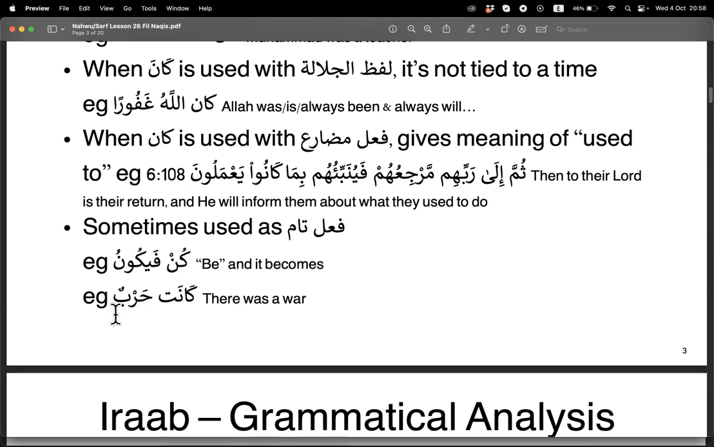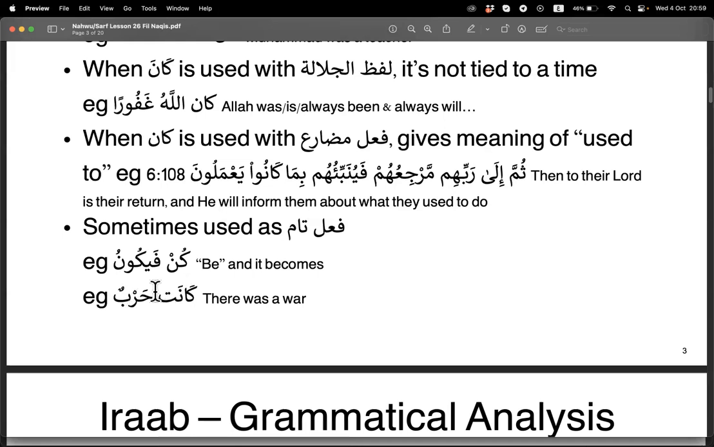Harbun. Ism kana is rafa', not ism inna. So harbun is the ism kana. But you don't have a khabar kana, do you? By looking at this arrangement, there is no khabar kana. Exactly, so you don't call this fi'il naqis. You call this fi'il tam. This is your fa'il.